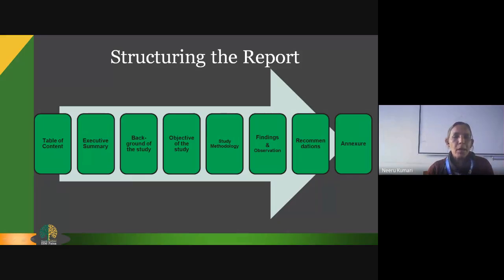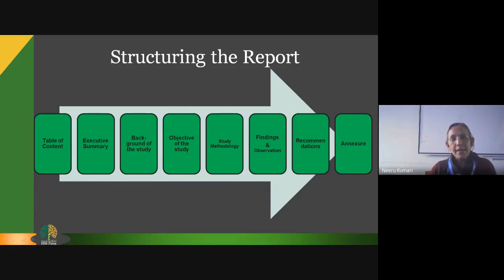We are going to discuss a common structure of the report. You all understand what a report is, isn't it? And you also know the different types of report. In today's class, we are going to discuss the structure of the report. In general, what are the things that are included when you are presenting a report?